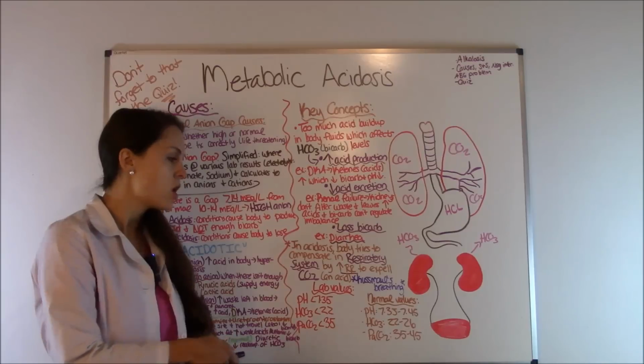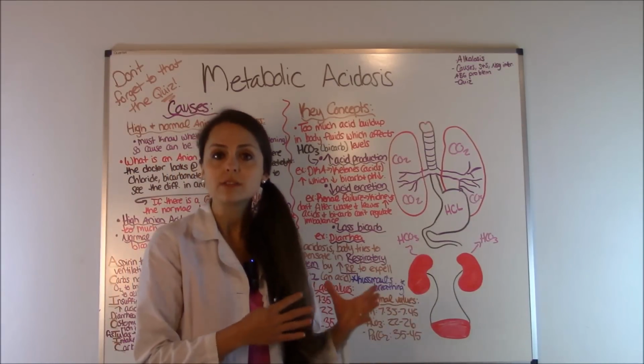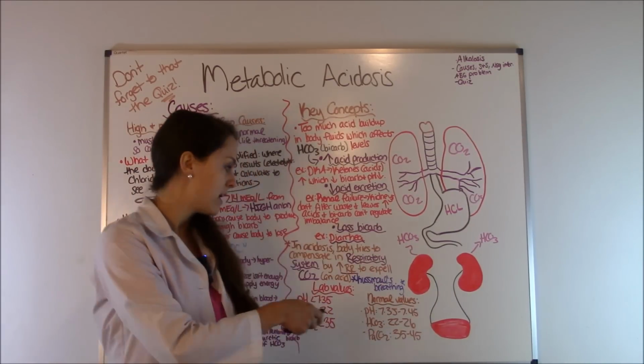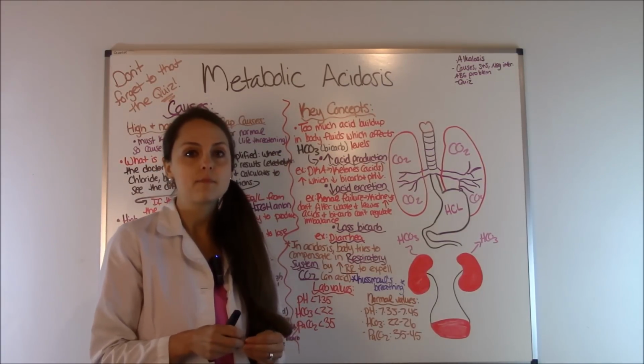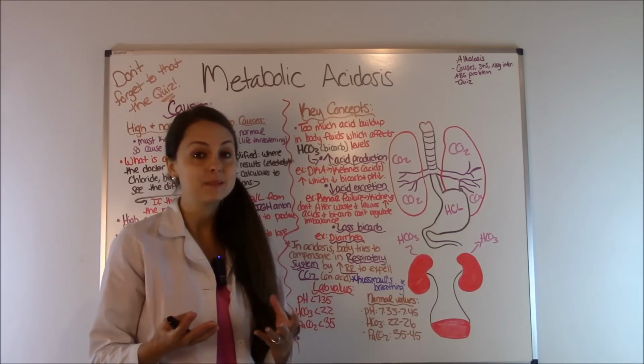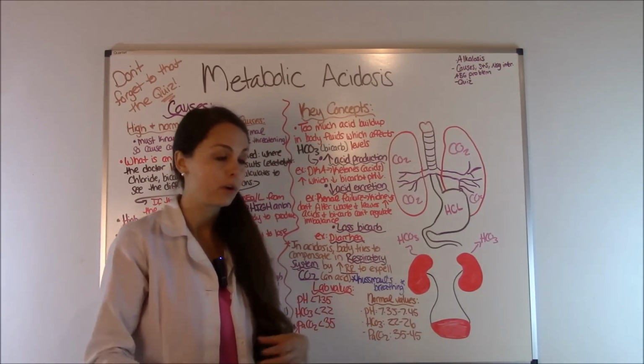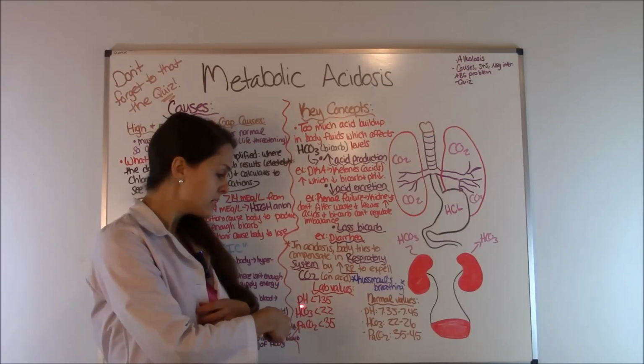So this will throw your lab values off. When a patient is in metabolic acidosis, you're going to see the following lab values. You will see a blood pH of less than 7.35, and that is because you have all these acids on board, and that is what happens.